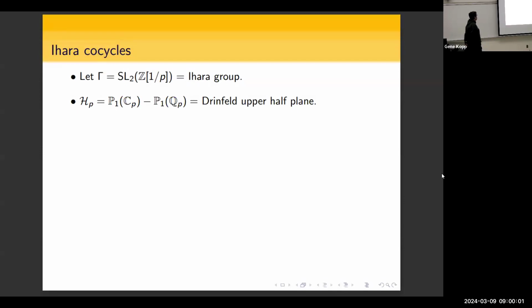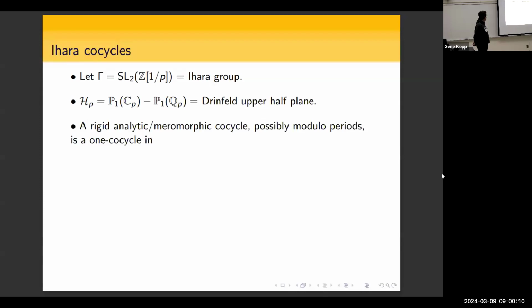And the natural non-Archimedean symmetric space on which this group acts is the p-adic upper half plane, the so-called Drinfeld upper half plane, which is the complement of P1(Qp) in P1(Cp). And a rigid analytic or meromorphic cocycle, eventually modulo periods, is going to be a class in one of these groups. So they're going to come in several different flavors, these Ihara cocycles. They could take values in A*, which is the multiplicative group of rigid analytic functions on the p-adic upper half plane. They could take values in M*, which is the multiplicative group of rigid meromorphic functions, so functions where we allow poles and zeros at some discrete collection of points on the p-adic upper half plane.